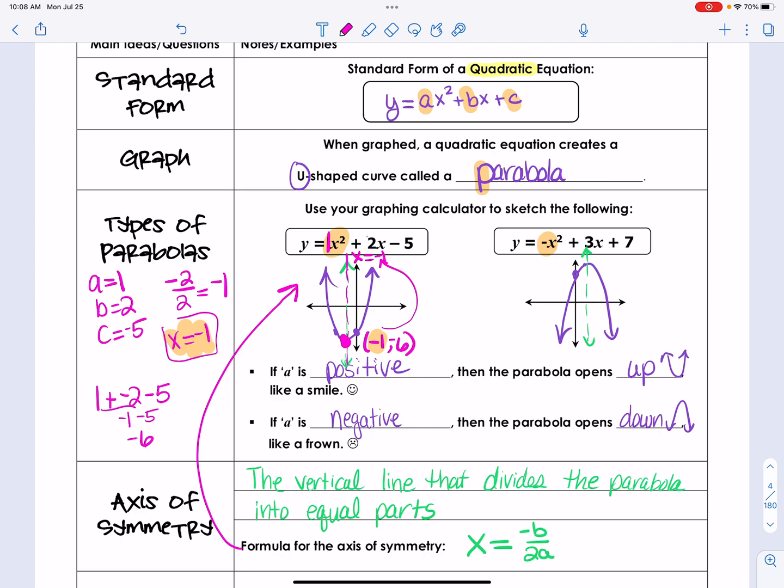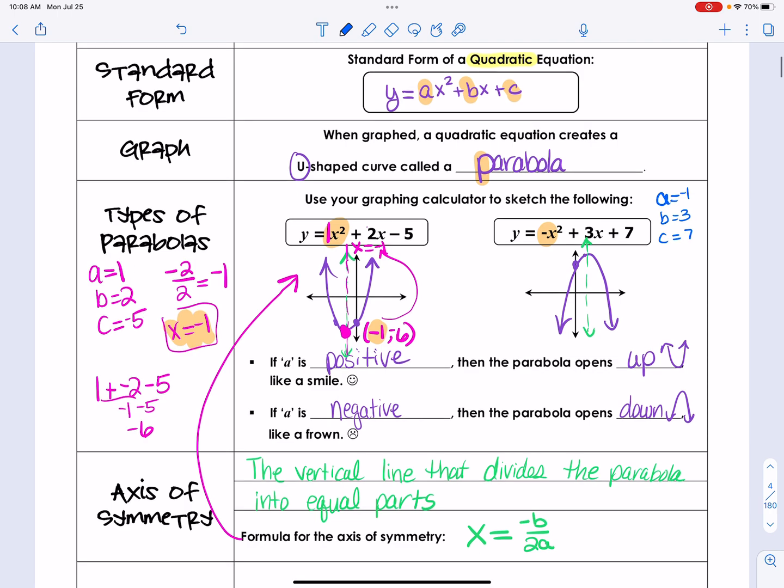All right, so let's try this next one just to kind of show you. So my a is negative 1, my b is 3, and my c is 7. So the formula is negative b, so negative 3 over 2a, so negative 2. So negative over a negative, that's a positive. So that line is going to happen at 1.5. Okay, and so now I can put the 1.5 back in to figure out what it is at the top.